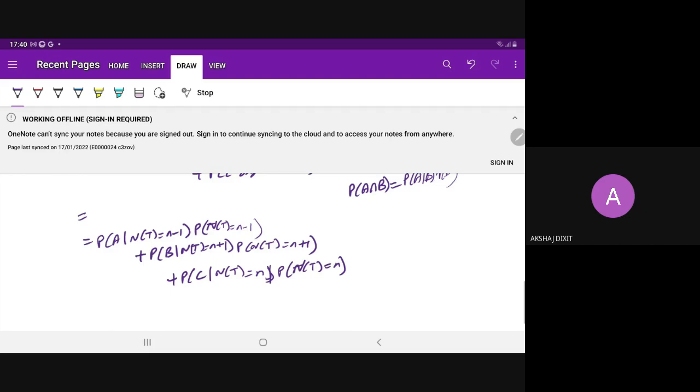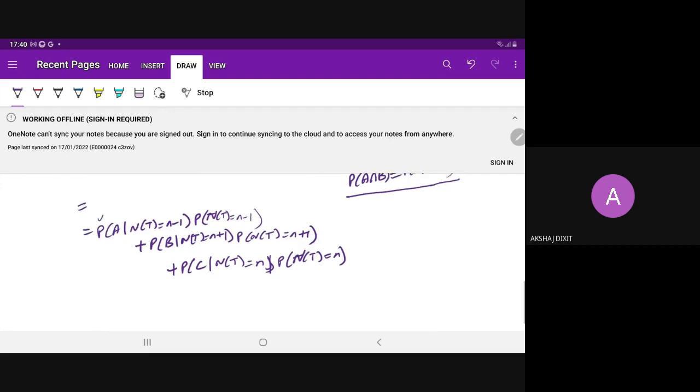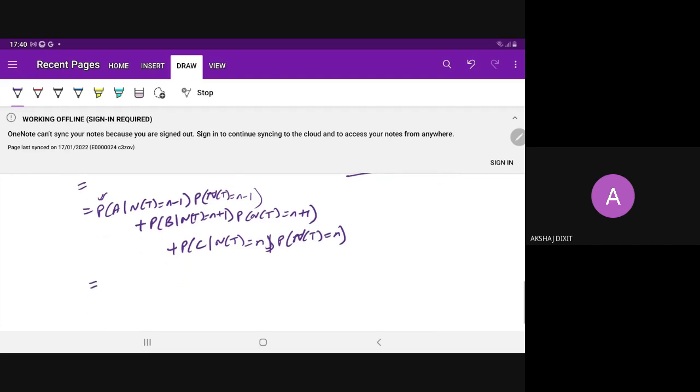Clear? P of A given B intersection... P of A intersection B can be written as P of A given B into P of B. Yes. Now please tell me what is the formula for this? P of A given N(t) is equal to n minus 1. Please tell me.